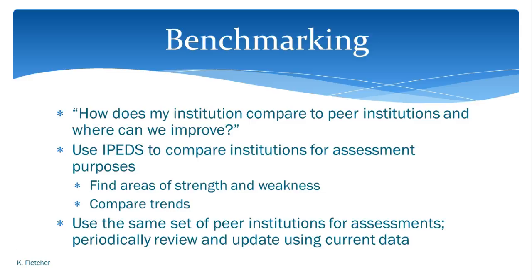A best practice in benchmarking is to establish a set of peer institutions and use the same peer set for all benchmarking assessments. This way, you aren't comparing your institution to different institutions for different assessments. However, you should periodically review and update your peer set using current data. For example, if an institution has changed Carnegie classification or has increased its enrollment, you may find that it's no longer a peer institution.